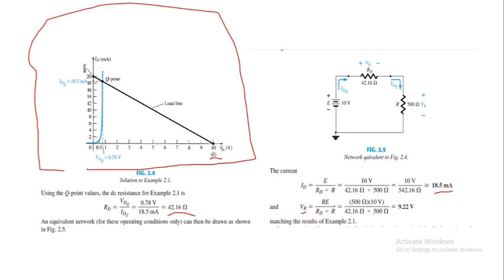And finding VR will give you R over RD plus R. This is by the voltage divider rule. You find the value of VR by simply multiplying R over RD plus R by the applied voltage, that is E. So this will give you 9.22 volts. So the results are similar to the previous slides. Either way you can solve the circuit.